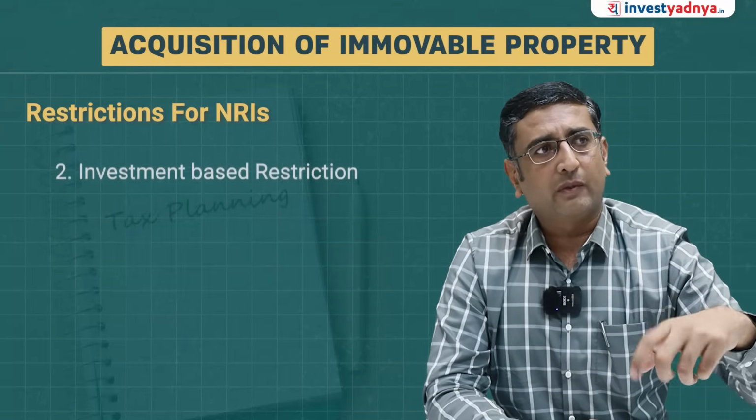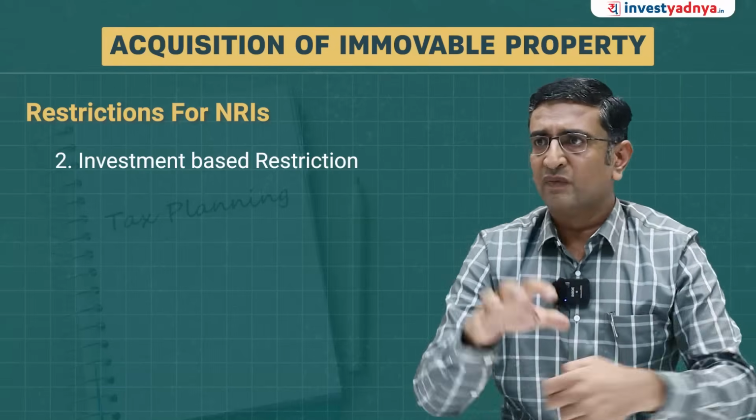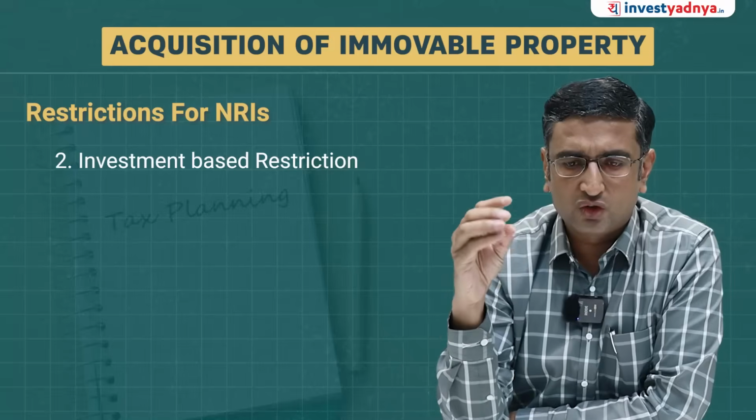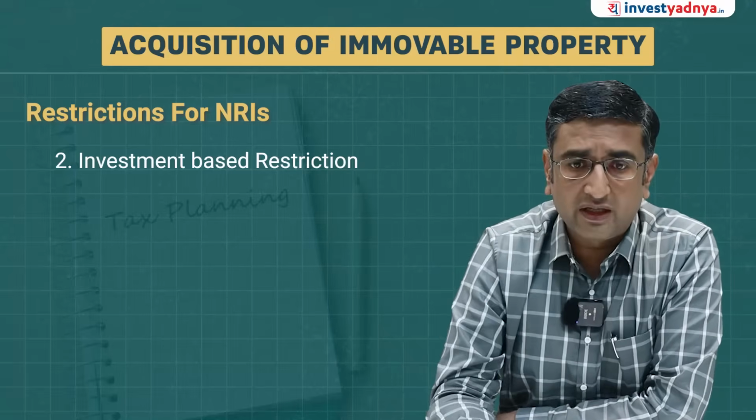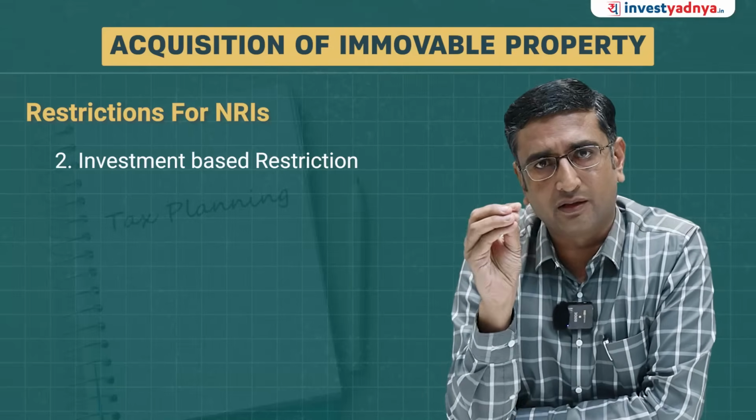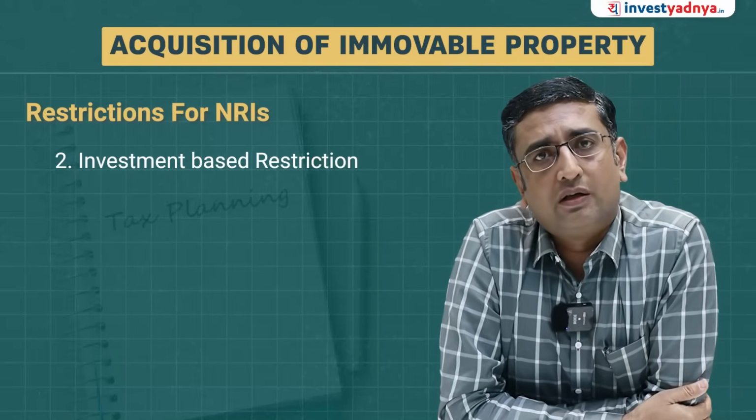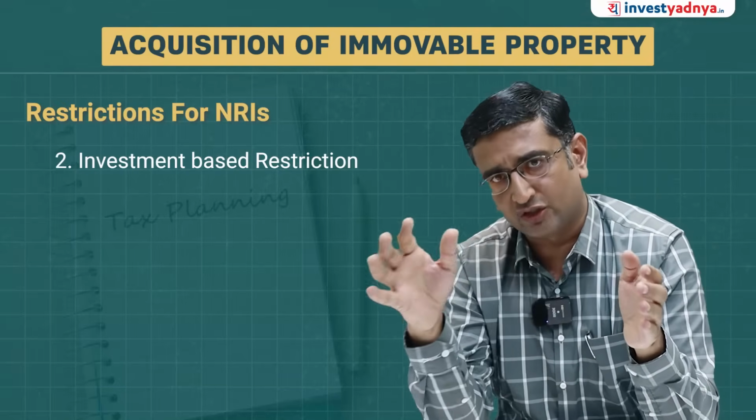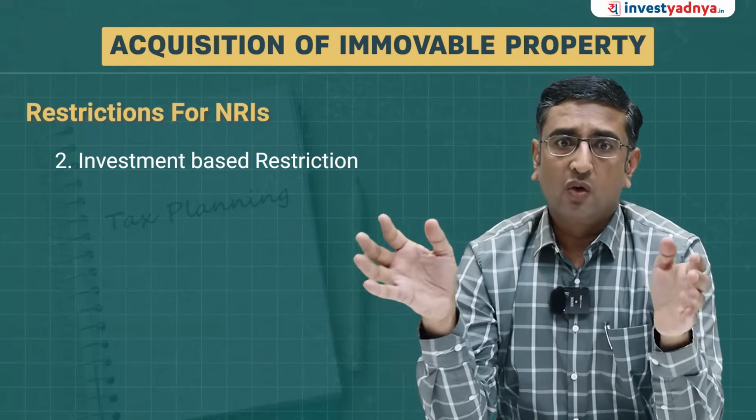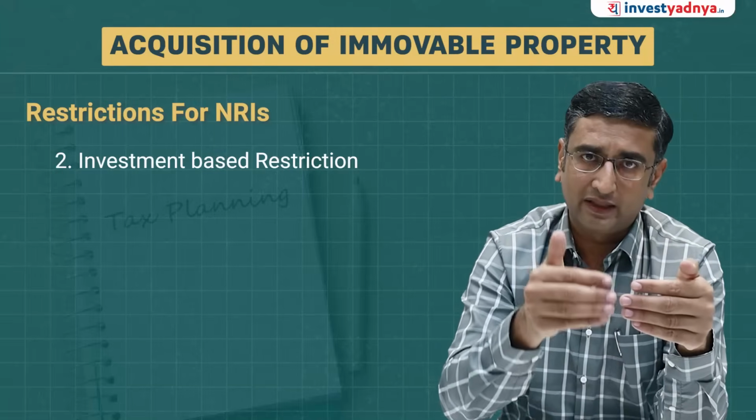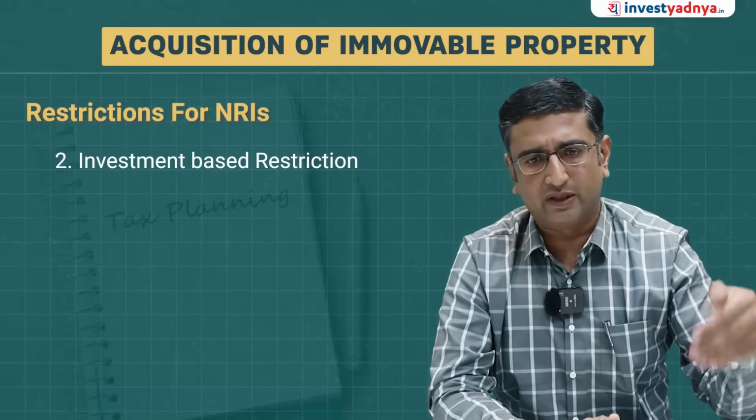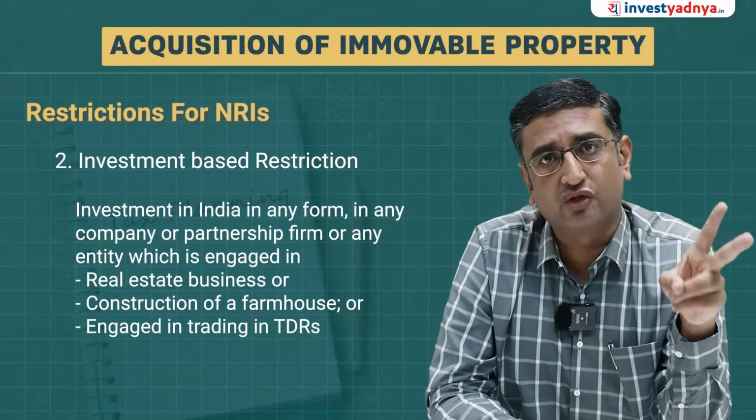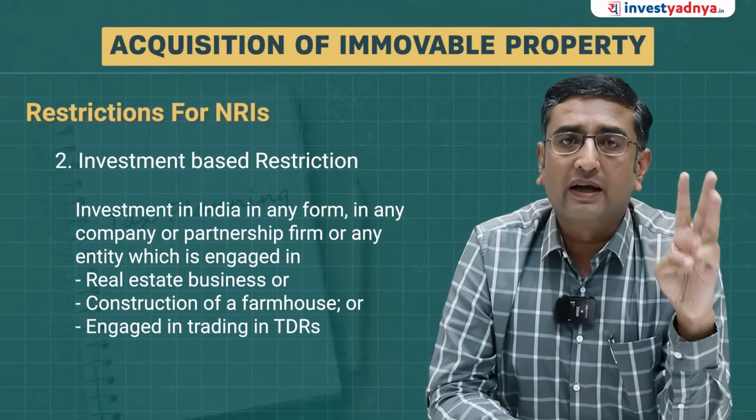Certain restrictions are on the basis of investments. Where we will do investment in a certain company, proprietorship, private limited, LLPs, investment in any form is not allowed in companies dealing in the following sectors. Means the NRI OCI is not allowed to invest in such companies or firms who are dealing in the following transactions. Firstly, the real estate business. Secondly, the construction of farmhouse. And thirdly, trading in TDRs.